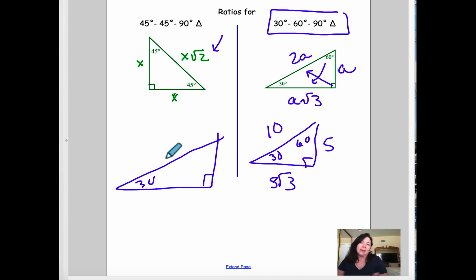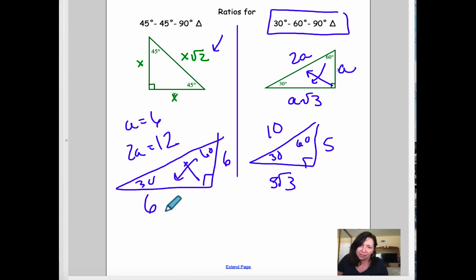Opposite the 90, I'm going to say is 12. So that means that this value here is equal to 2A, which means that A is 6, which means across from the 30 is 6. So therefore, across from the 60 degree is going to be 6, right? A root 3, 6 root 3.